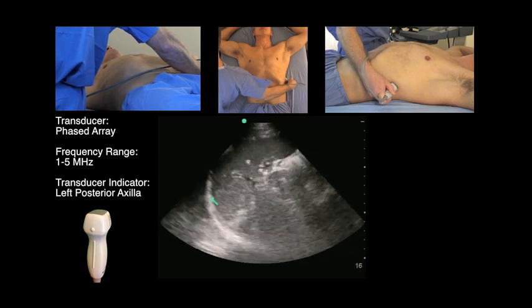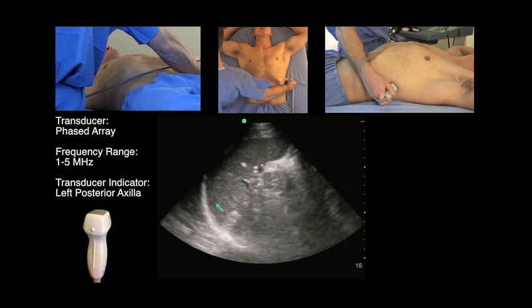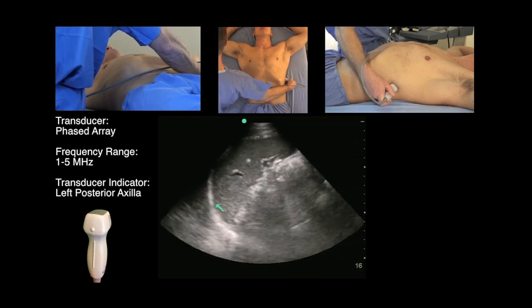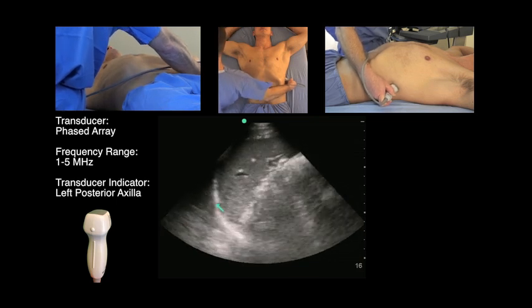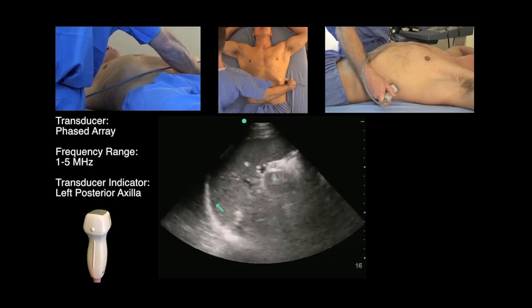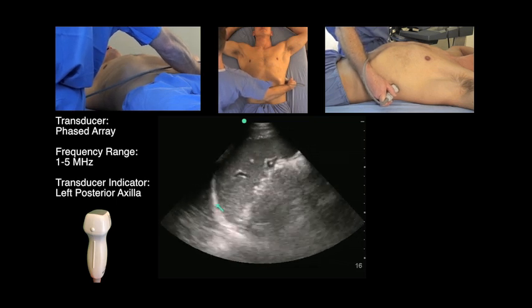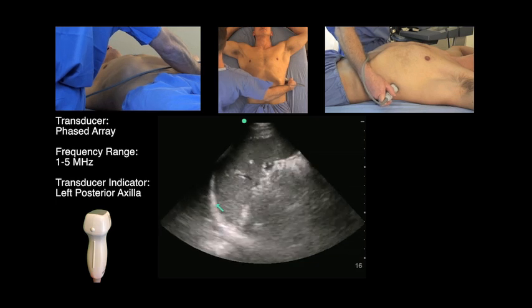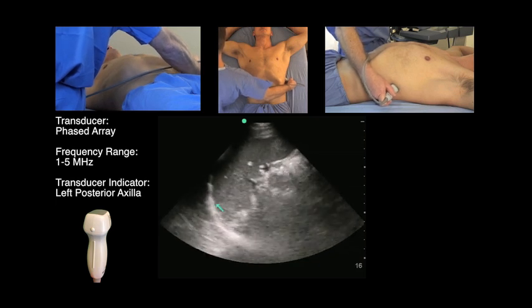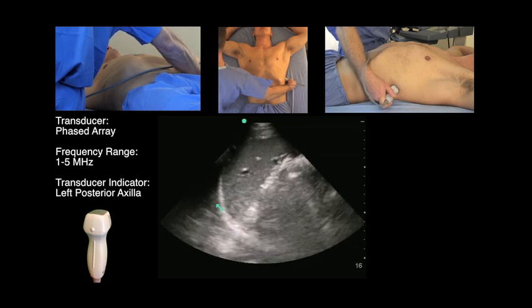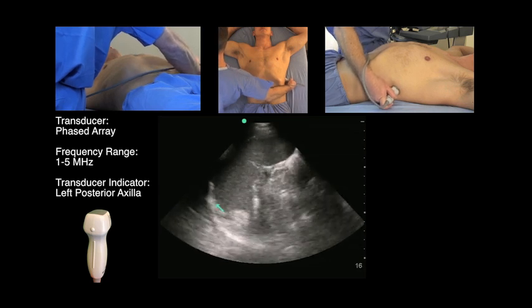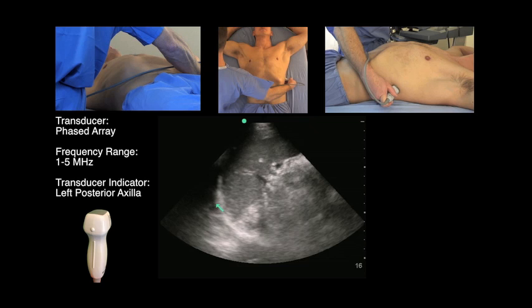And the key to getting a good image of the spleen is to go in the posterior axillary line and a little bit higher than when you're looking at Morrison's pouch. So more like maybe the 6th to 10th intercostal space, and make sure your hand is right back against the bed so you're pretty far posterior.